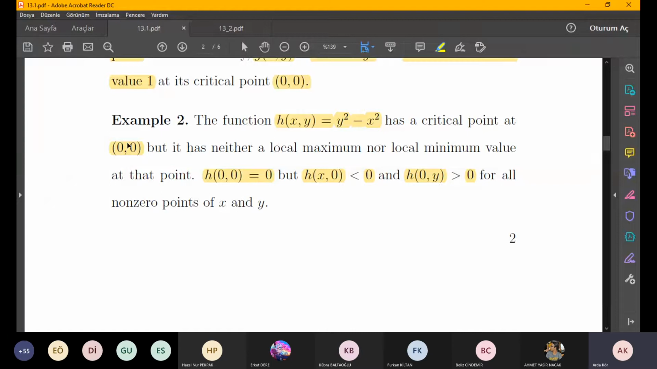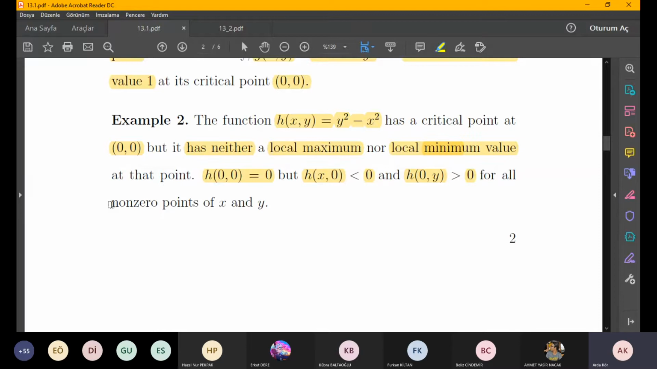values close to origin, let's say, then that means you don't have any conclusion that we need to say for local maximum and local minimum value of h(x,y). So that means at critical point h has neither local maximum nor local minimum value. So that is why.